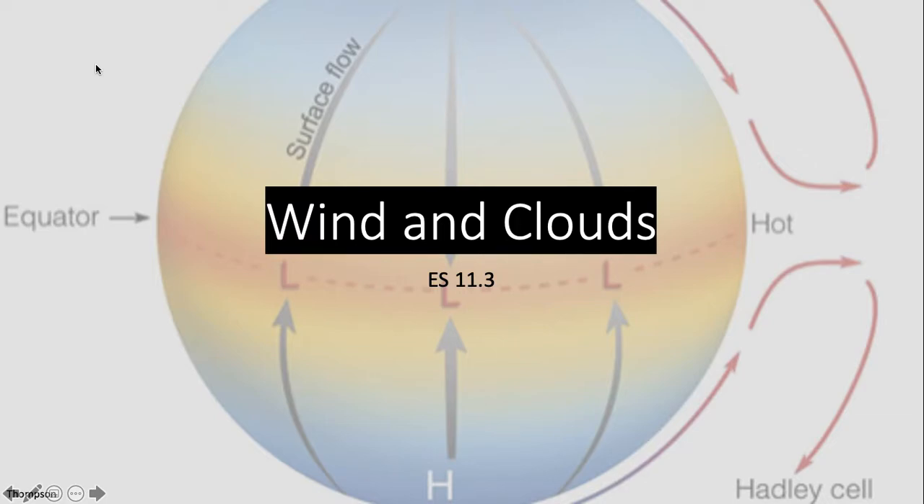This is the third set of notes in the Weather and Atmosphere unit. It's called ES 11.3, Wind and Clouds.